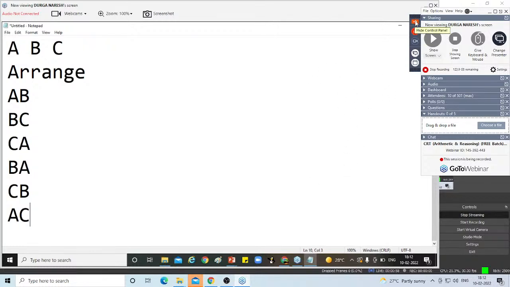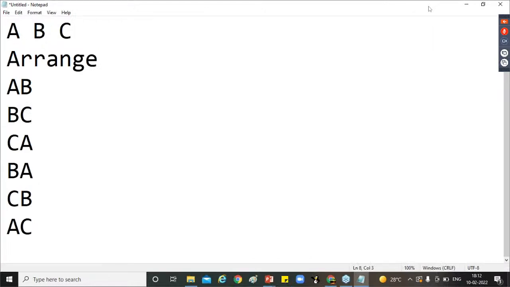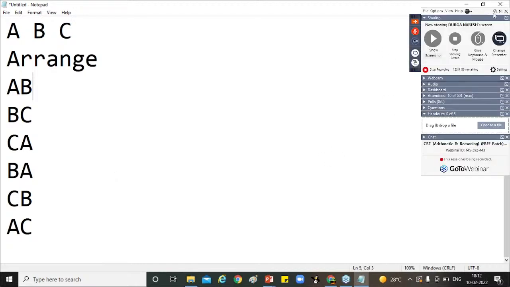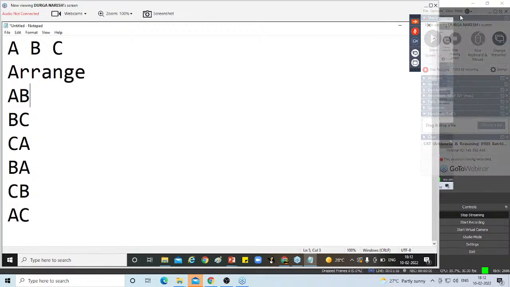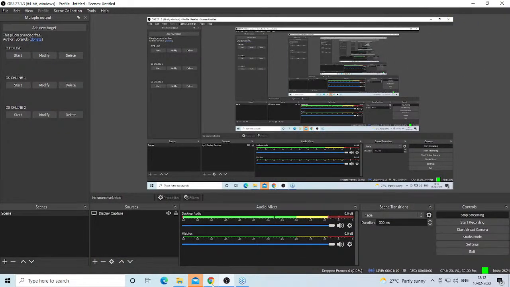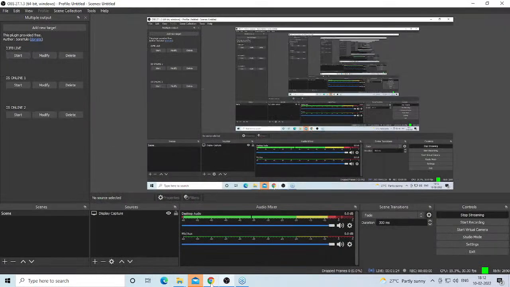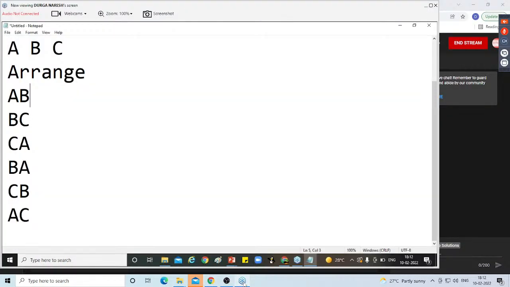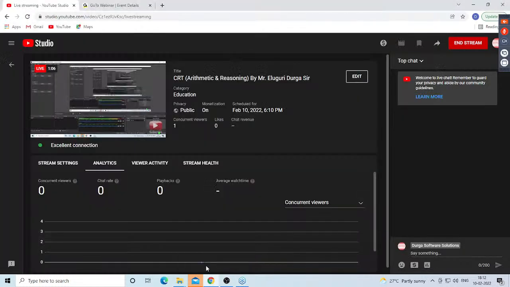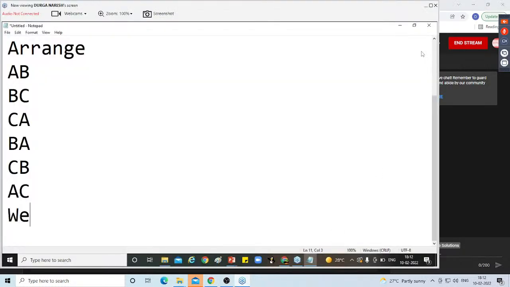Get it, all of you? And moreover, if you observe clearly, AB and BA are different arrangements. If you write AB, A is to the left and B is to the right. BA is also a different arrangement: B is to the left and A is to the right. Both are different arrangements. Understood, all of you? Clear? So whenever they are different, we can form different arrangements.